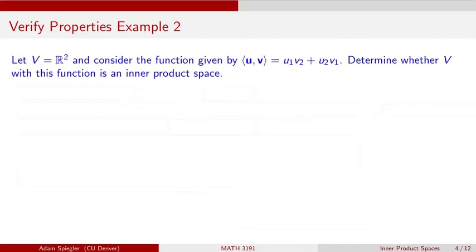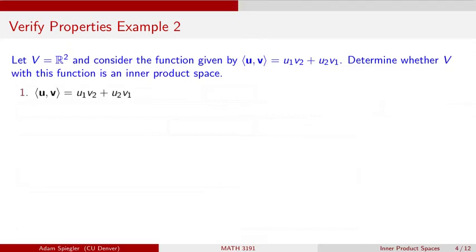But now, rather than define the inner product with the usual dot product, we're going to flip things around a little bit, and I'm going to define this function of u and v as u1 times v2 plus u2 times v1. So we're going to kind of interchange which terms we multiply together. And so I want to determine whether this vector space with this function defines an inner product space. So that means we need to check whether this function satisfies the four required properties for it to be an inner product.